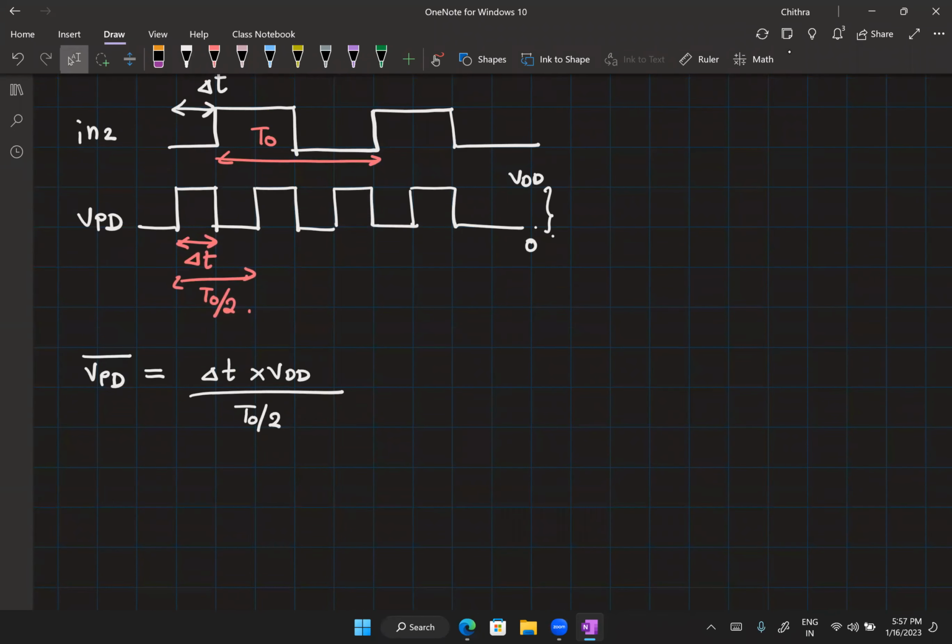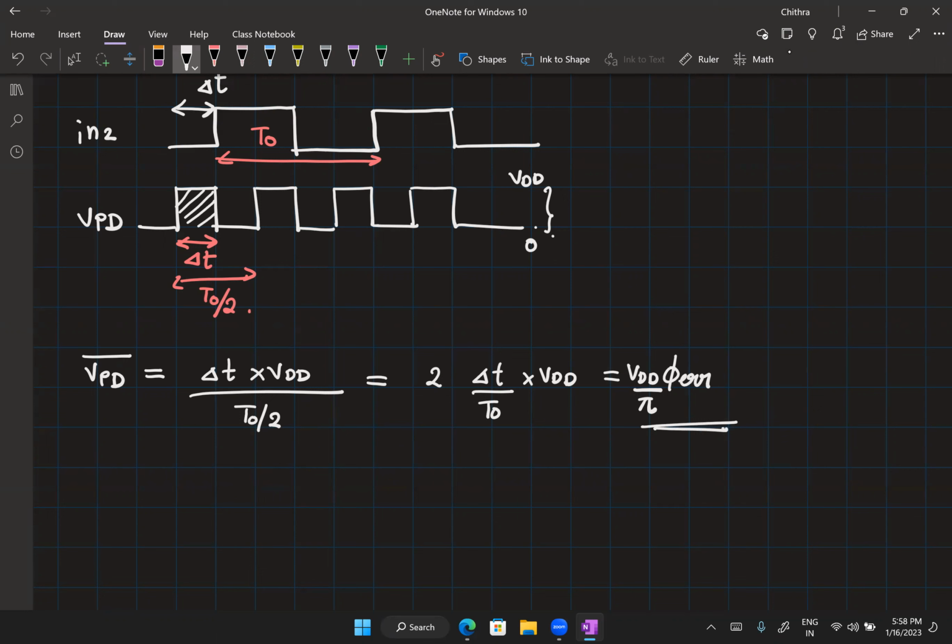Right, to take the average, I find out the area under this curve. So that is delta T into VDD divided by the period T naught by 2. This is holding true because we are switching from 0 to VDD, right? So then I can write it as 2 into delta T by T naught into VDD. So what is delta T by T naught? That will be phase error by 2 pi, right? So 2 and 2 will get cancelled and I will have phase error by pi into VDD. So I can write it as VDD by pi into phase error. Everyone got this expression?